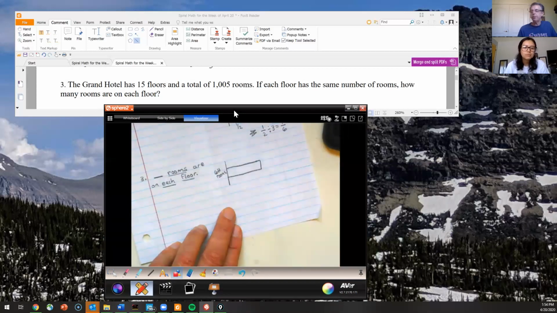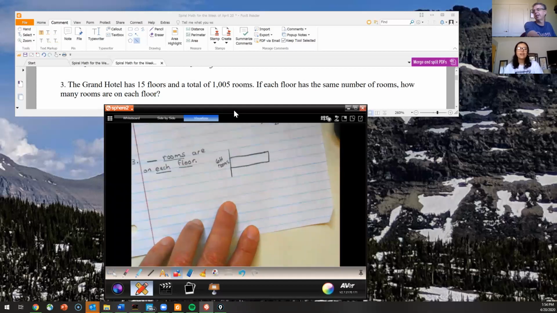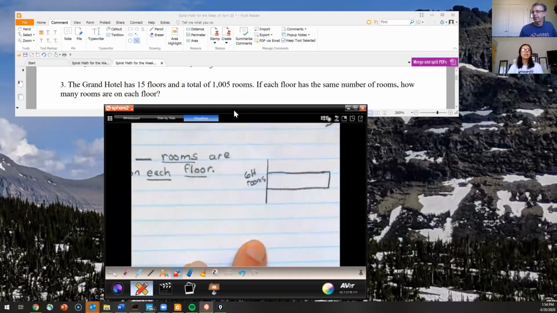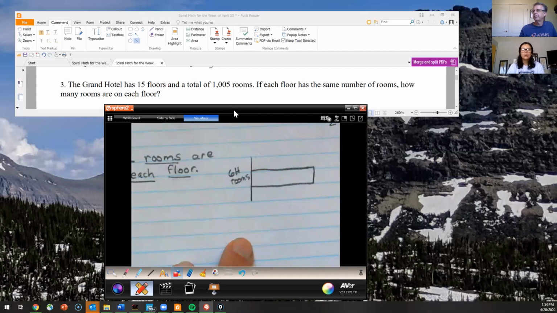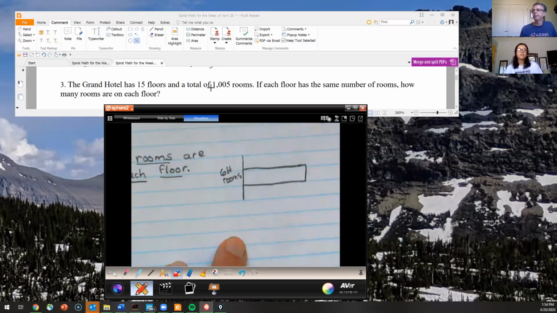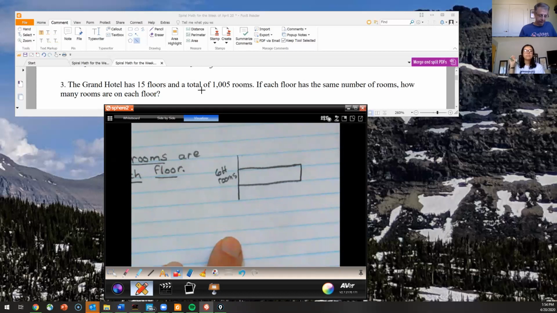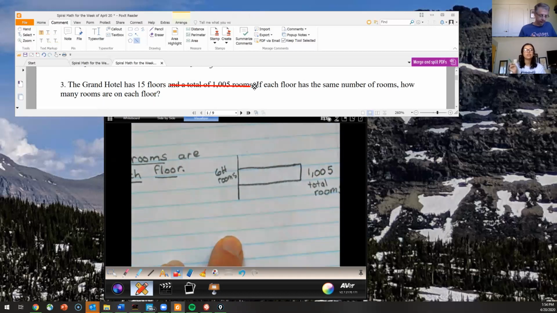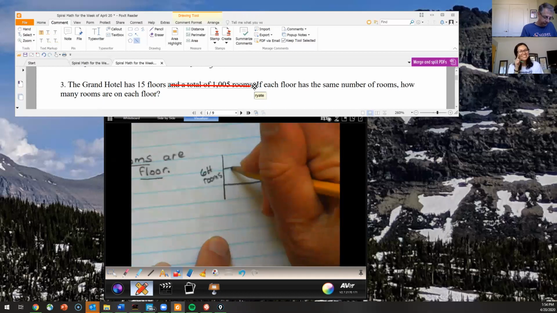Okay, so I put GH rooms. Yes. And then it says the Grand Hotel has 15 floors and a total of 1,005 rooms. So I put 1,005 at the very end of the unit bar because that's the total number of rooms that we have. And then it says that the hotel has 15 floors. So I split that into 15 sections.